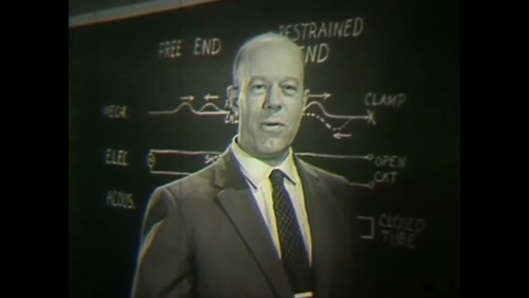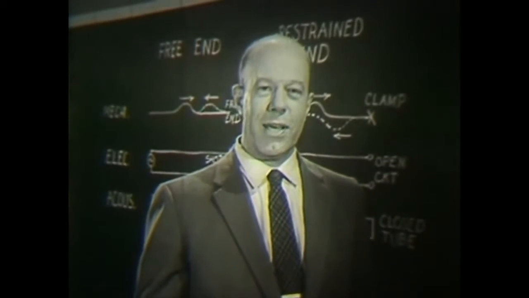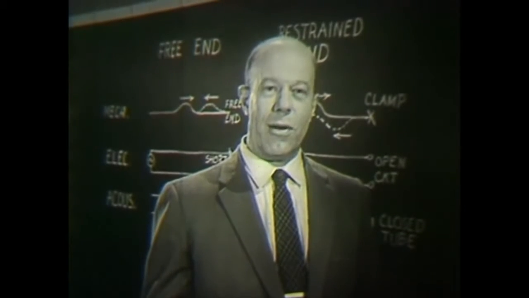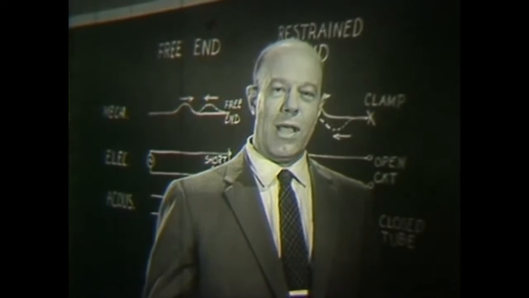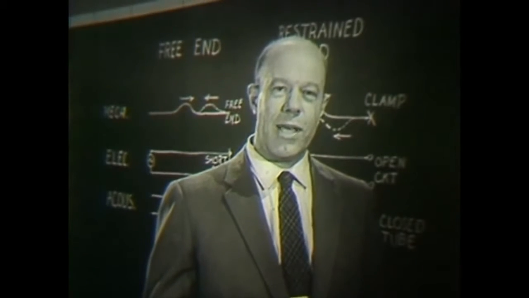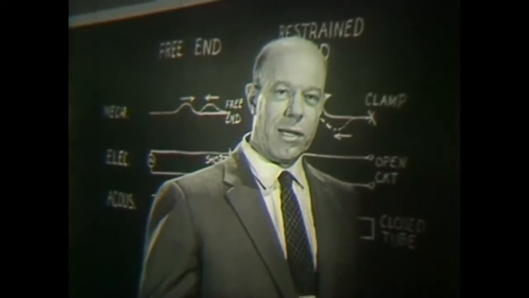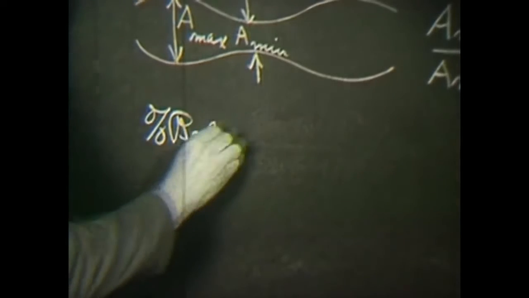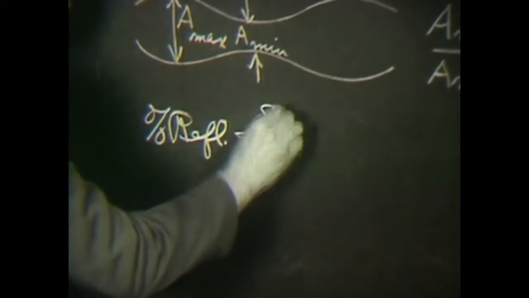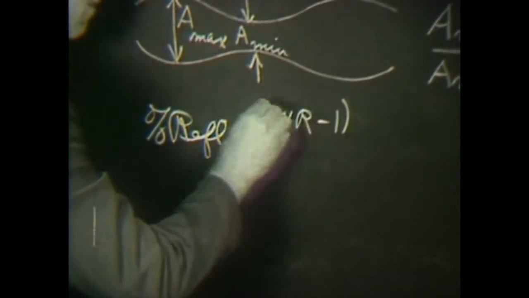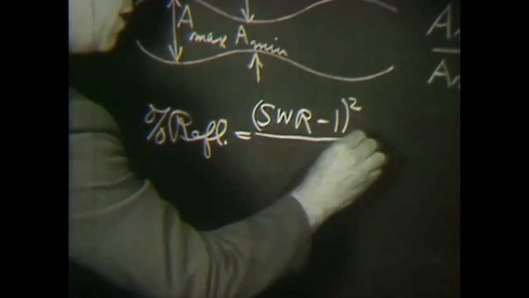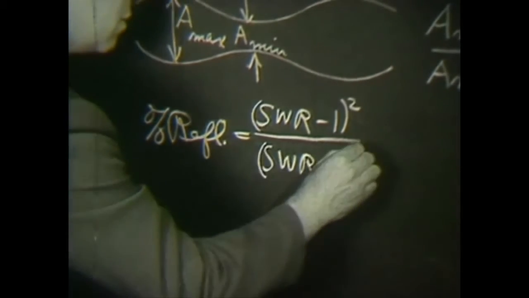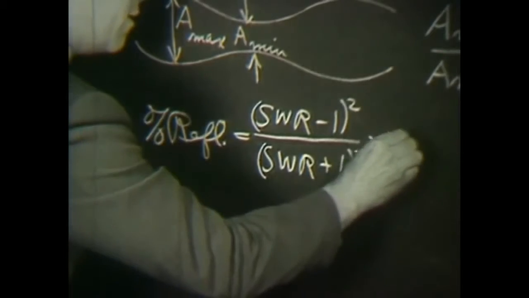Now I think you can begin to see where I'm leading you. The punchline is this. In any practical case of reflection, a measurement of the standing wave ratio on the medium just ahead of the termination enables one to calculate the percent reflection that is taking place there. The complete expression is percent reflection is equal to the standing wave ratio minus 1 squared divided by the standing wave ratio plus 1 squared times 100.